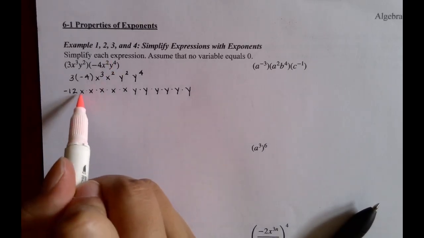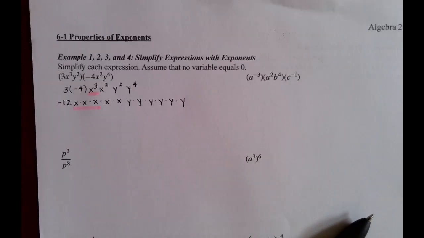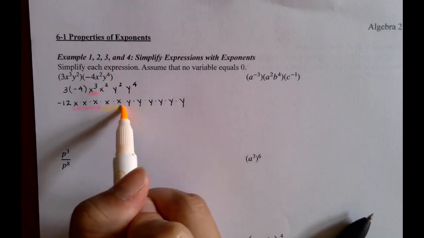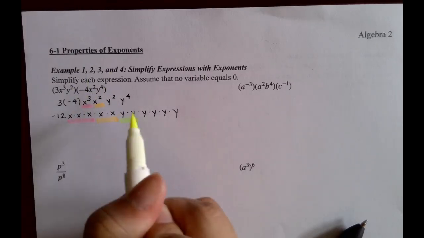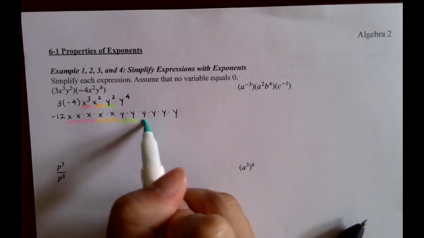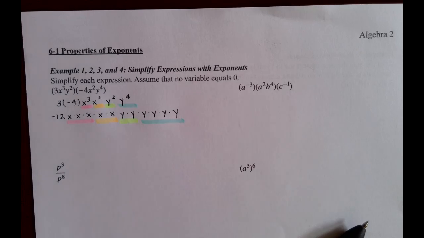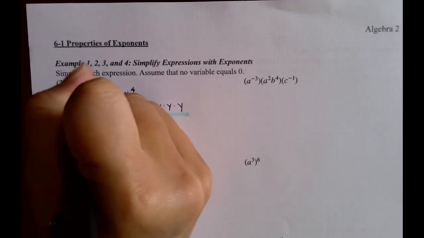All right. So this here is x cubed, right, x to the third power. This here, my x times x, is this x squared. Here, this y times y here is y squared. And then this y times y times y times y is y to the fourth. Okay. And so then, the negative 12 stays the same. I already simplified it from the 3 times negative 4.